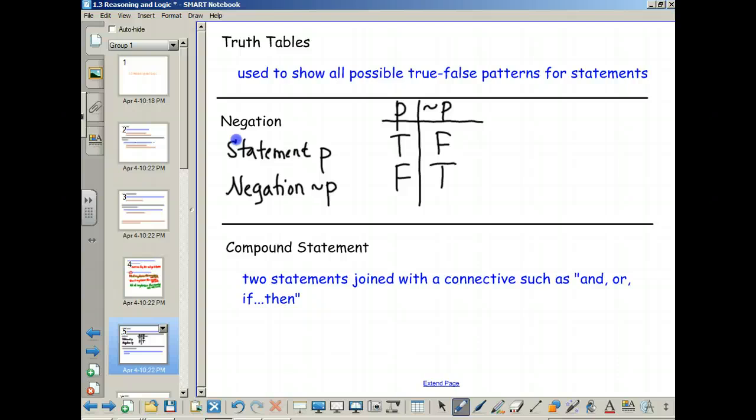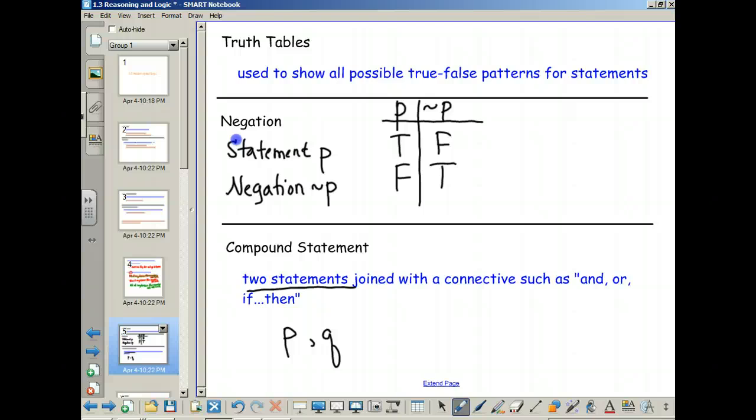So if you had two statements, we're going to represent them with letters, right? Our statement is going to be P, and we can have another statement, Q, and don't ask me why P and Q, I don't know. And then if you have a third statement, you're going to see an R in there. So you have two statements, P and Q. And then if you join them with connectives, such as and, or, if then, which are the three most common ones, you form a compound statement.